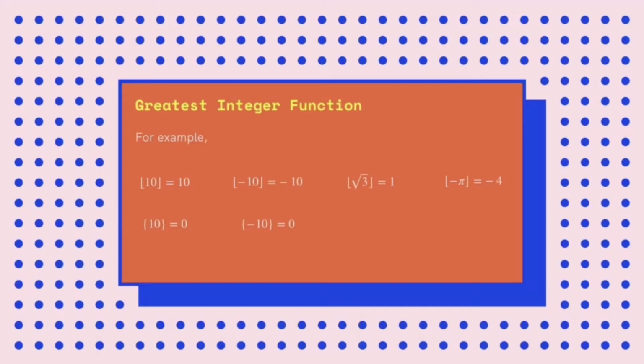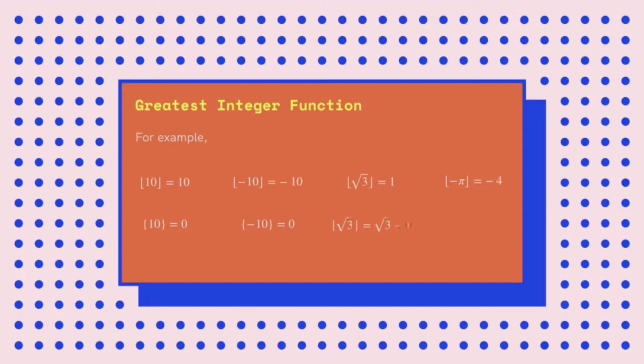Now what about the fractional part of square root of 3? Remember, we defined the fractional part as the real number x minus the greatest integer function of x. So that's just square root of 3 minus its integer part, or the greatest integer function of square root of 3, which is 1. So the fractional part of square root of 3 is therefore equal to square root of 3 minus 1.